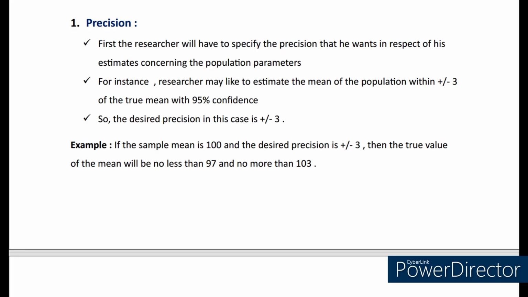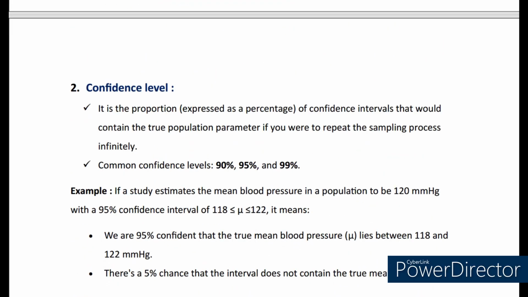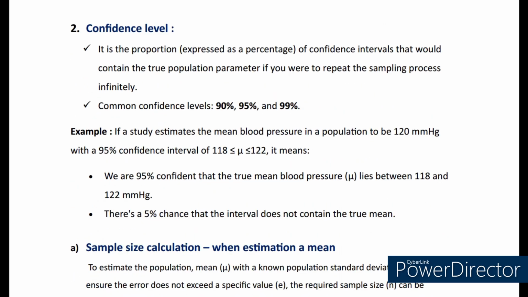So what is the desired precision in this case? It's plus or minus 3. So let's understand this with an example. If the sample mean is 100 and the desired precision is plus or minus 3, then the true value of the mean will be no less than 97 and no more than 103. What if the desired precision is plus or minus 4? Then it should be no less than 96 and no more than 104. I hope it's clear.